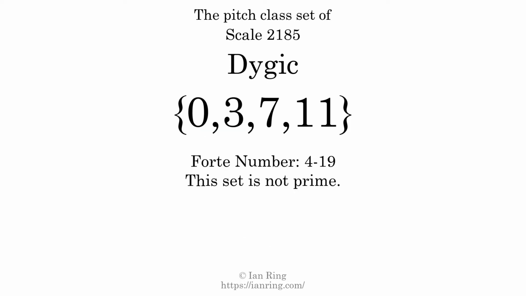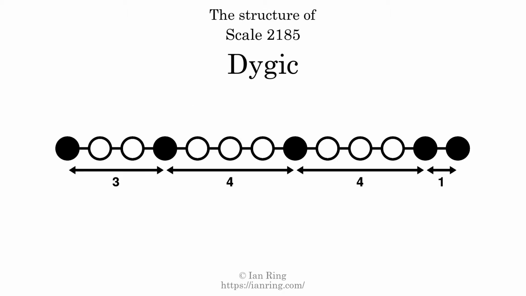The pitch class set for this scale is 0, 3, 7, 11. The forte class is 4-19. This set is not prime. The structure of a scale is a description of the interval distance between each successive tone. This scale has a structure of 3441.